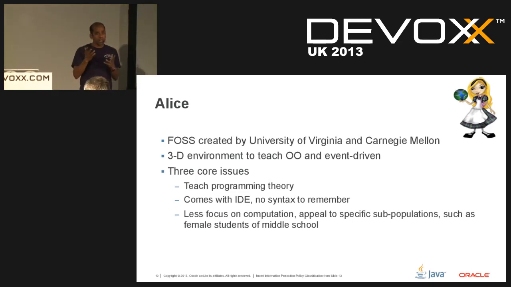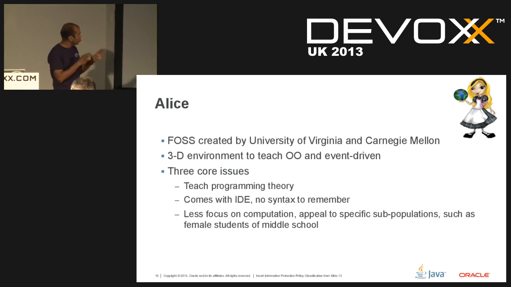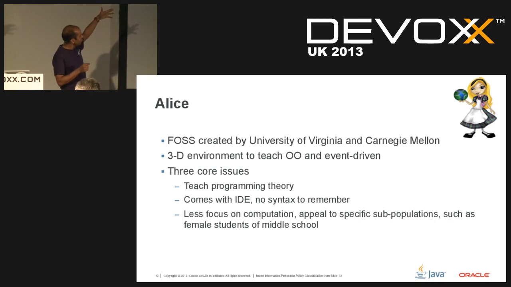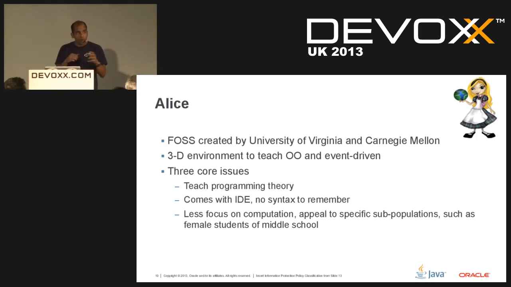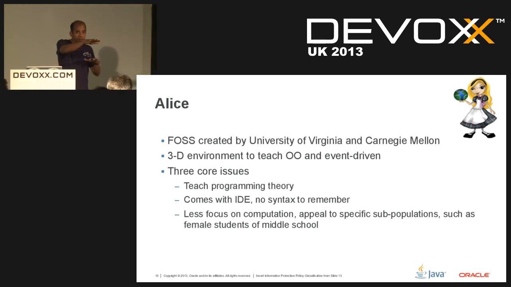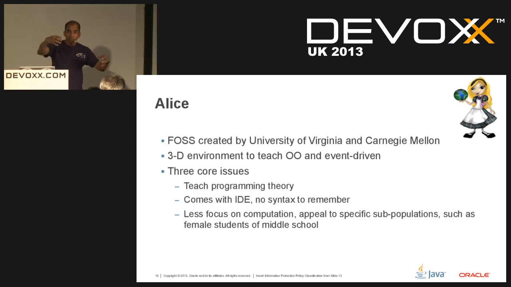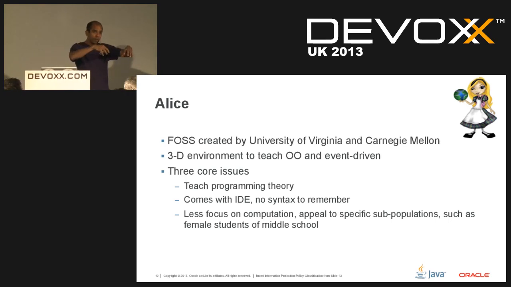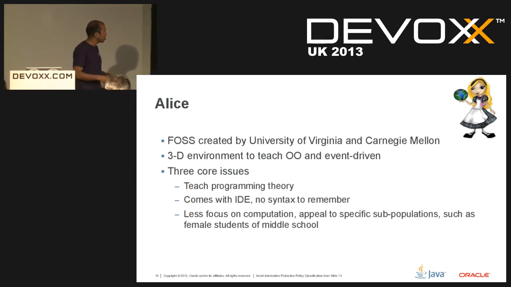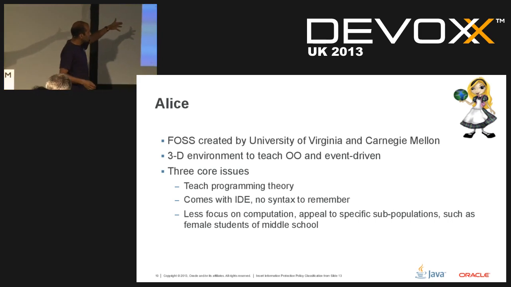Alice. Now, Alice is the second environment, and I'll talk a little bit later about why my son didn't like it particularly. This is a FOSS effort by University of Virginia and Carnegie Mellon. It teaches you object-oriented concepts primarily. Now, it's all event-driven. Instead of 2D, this is a 3D environment. So you can create a full 3D environment, X, Y, Z coordinates, go back and forth. Whatever you can imagine, you can put into the canvas of Alice. There are three core issues that they try to solve.